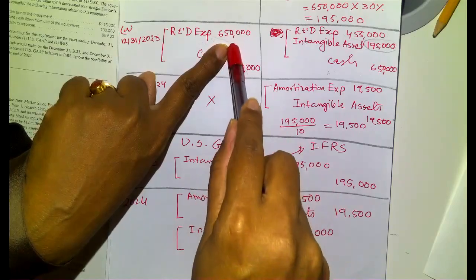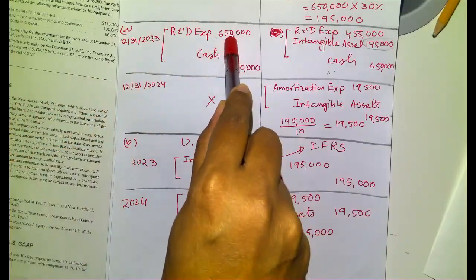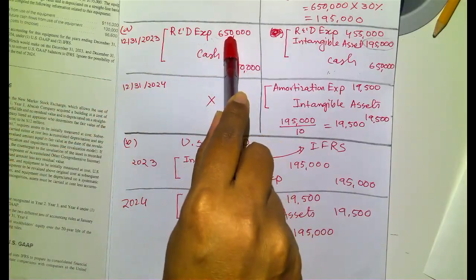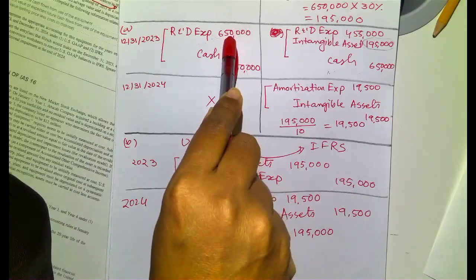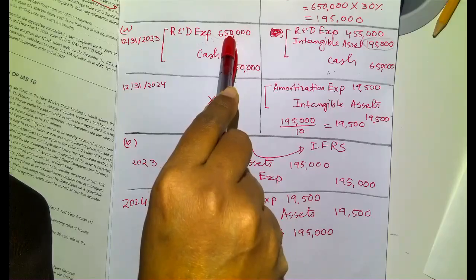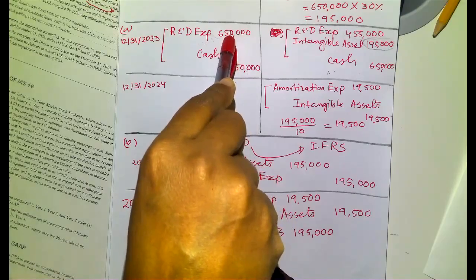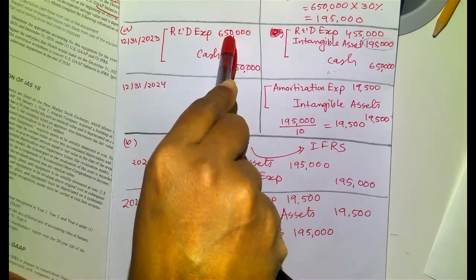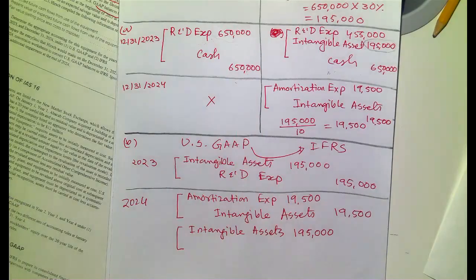Anything else? Their R&D expense was lower by how much? Higher. US GAAP's R&D expense was higher by how much? 195. Their net income was lower by how much? 195. Their expense is higher, net income is lower. So their retained earnings were also lower by how much? 195. So what I need to do, I have to increase beginning retained earnings by 195. Retained earnings, yes, Ari, please.